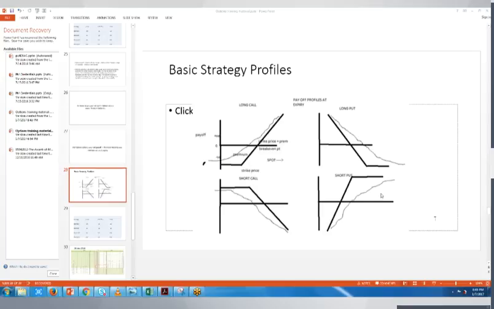When it expires, what NSE does is, okay, this guy has sold at 7 rupees. Now it is worthless, so he keeps the 7 rupees. In the sense, you sold at 7 rupees and bought back at 0 rupees, so you keep all the money. That's the maximum profit that you get. Okay.